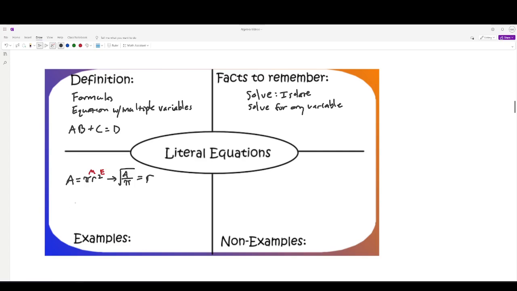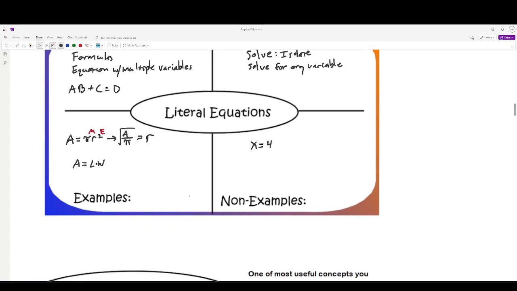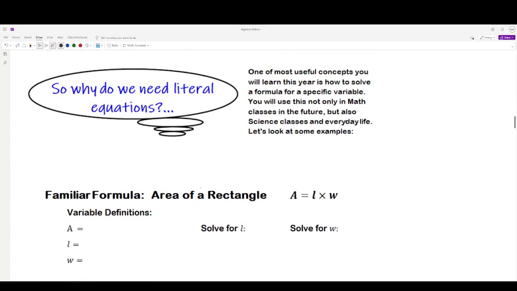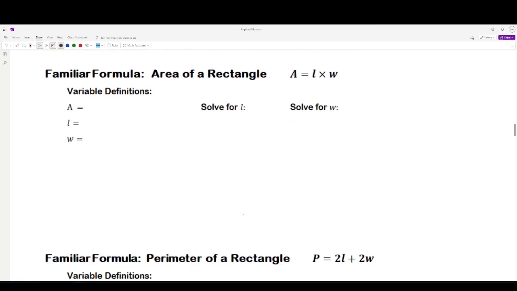Other examples: area equals length times width. I'm just really on geometry today. You get the idea. Non-examples: x equals 4. That's not an example, because you don't have multiple variables.